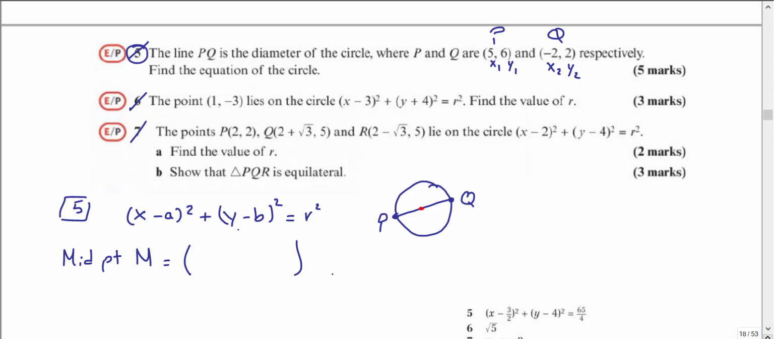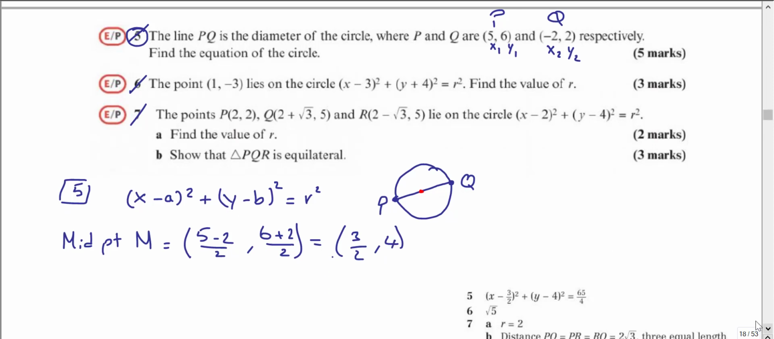To find the midpoint, add the x coordinates, 5 and negative 2, add them. And divide by 2. And add the y coordinates, so 6 plus 2, and divide by 2. So 5 minus 2 over 2, that's 3 over 2. 8 over 2, that's 4.